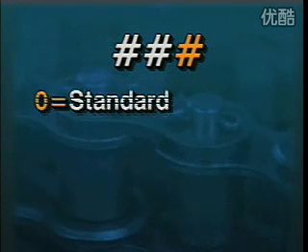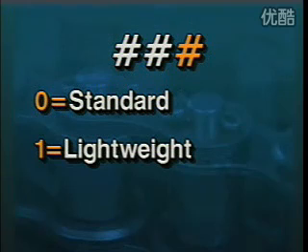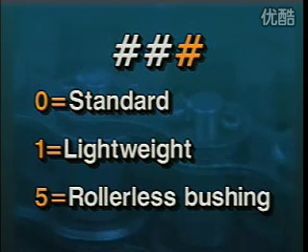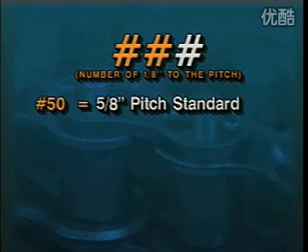The right-hand digit in the chain designation is 0 for roller chains of the standard series, 1 for a lightweight chain, and 5 for a rollerless bushing chain. The digits to the left denote the total number of 1/8 inches in the pitch. For example, the number 50 chain indicates a 5/8 inch pitch of a standard chain.